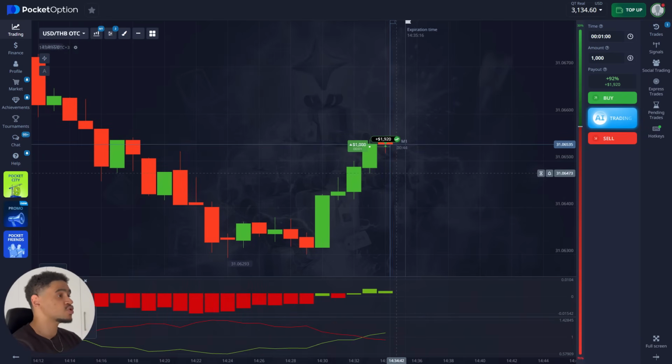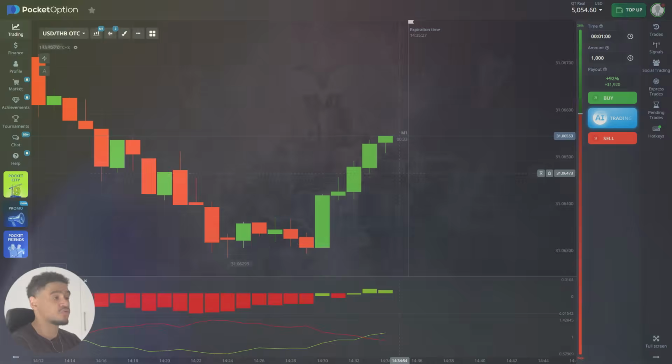And we get the first one and we get the second one. Even though it is really close, our timing was actually pretty correct, which allowed us to snipe this trade and go all the way from $1,000 to 5,000. So we are done with the trading session.